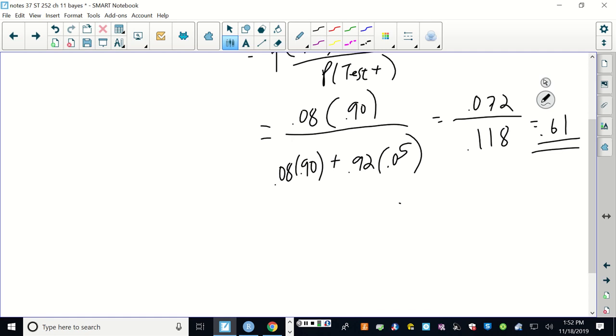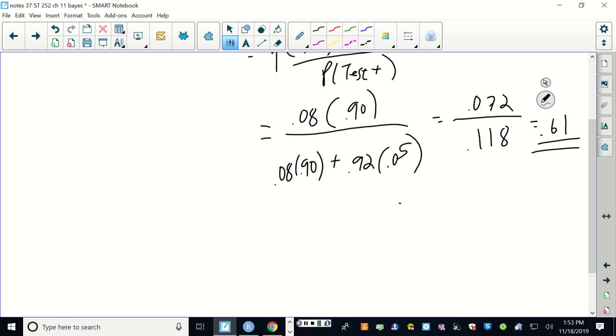So we've updated from the prior 8%, through the likelihood, through the data. Now we come up with 61%. We moved from 8% to 61%, so that's a huge increase. But it's not 90%, 99%. It doesn't jump all the way. You might think it would because there's a 90% testing positive rate. But you're trying to pick out something that's kind of unusual.